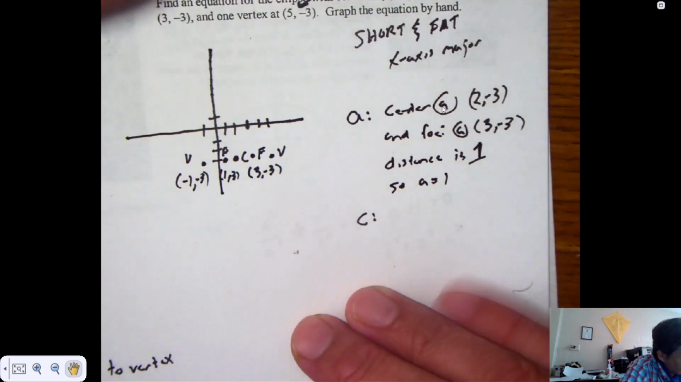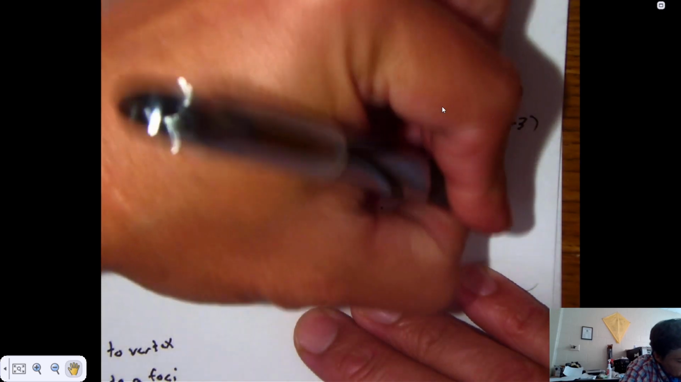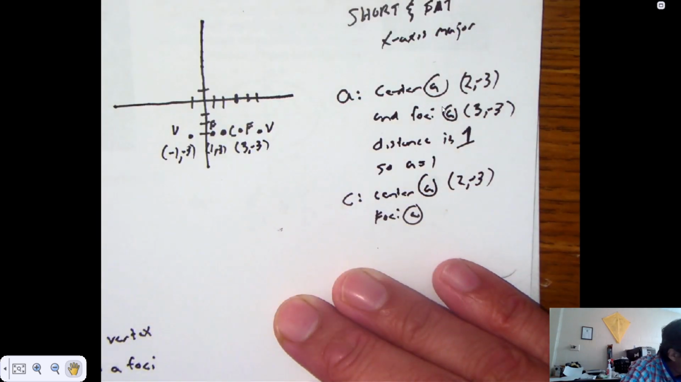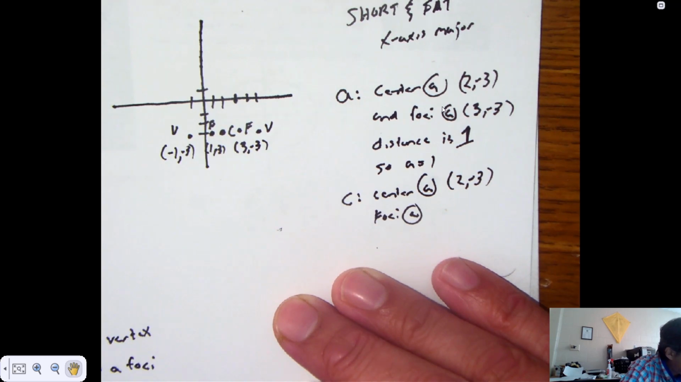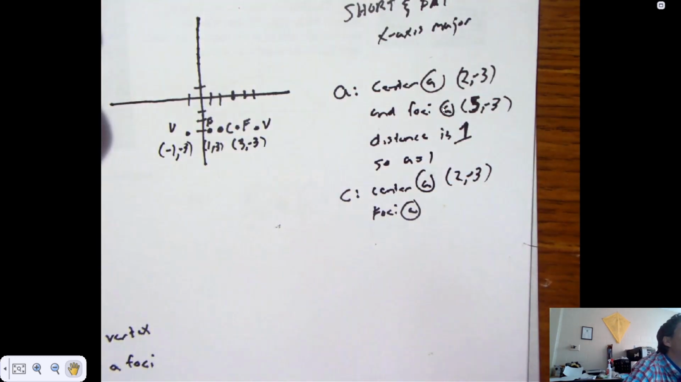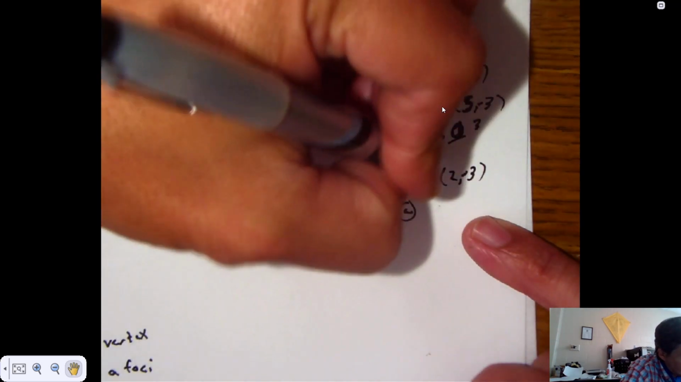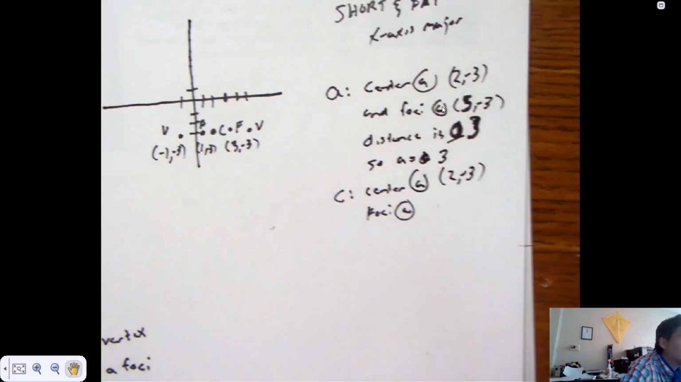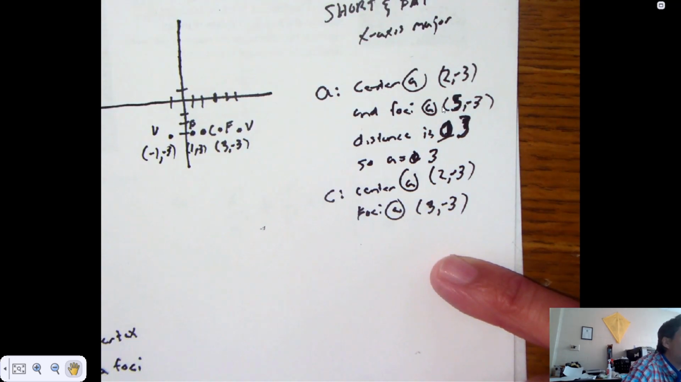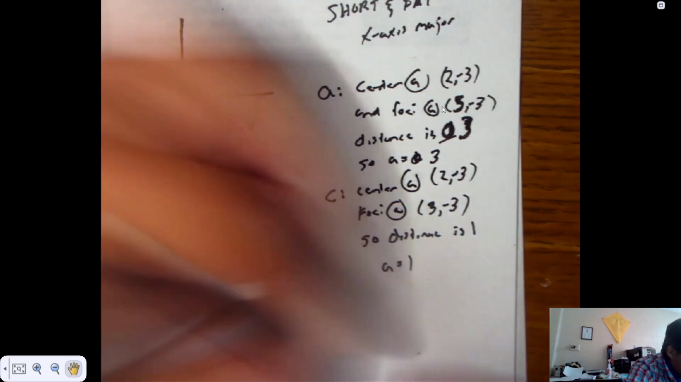We talk about the letter C. Again, we have a center at 2, -3. We have a foci, or focus. I did that backwards, didn't I? Yep. This is 5, -3, isn't it? I wrote down 3, -3. A is 3. Good catch. I had just caught it. A has to be bigger than C. So distance is 1 and A is 1. Sorry, C is 1.